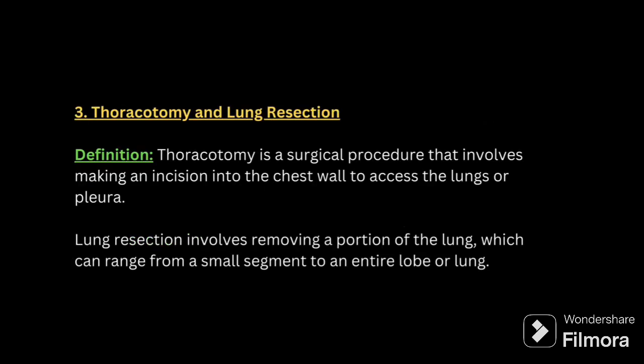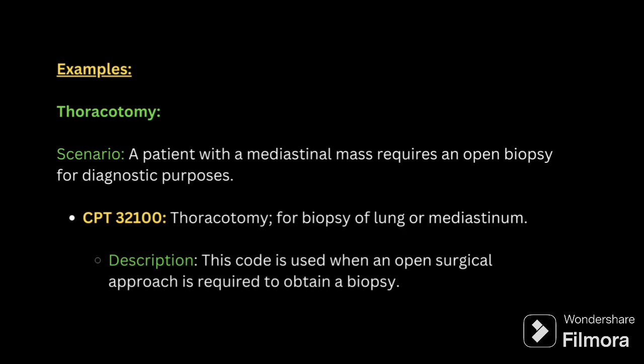Next, thoracotomy and lung resection. Thoracotomy is a surgical procedure that involves making an incision into the chest wall to assess the lungs or pleura. The lung resection involves removing a portion of the lung, which can range from a small segment to an entire lobe or the lung. Example for thoracotomy is a patient with a mediastinal mass who requires an open biopsy for diagnostic purposes. For this, we are coding 32100, thoracotomy for biopsy of the lung or mediastinum.